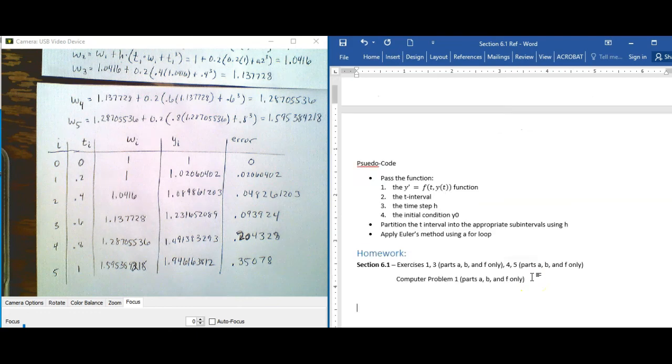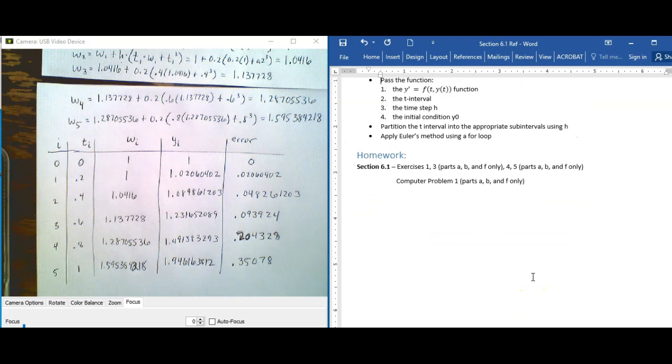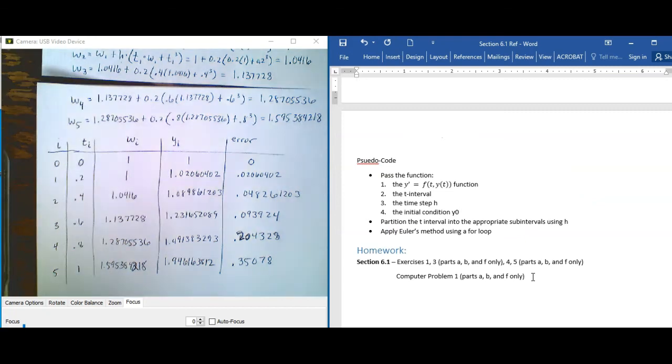So I have some pseudocode for you for your computer problem. For your pseudocode, you're going to make a function file, maybe call it Euler, and you want to pass it some variables here. So you want to pass it the y prime equation. You know how to define a function in MATLAB. You want to pass it the t interval, the time step h, and the initial condition. Then partition the t interval into the appropriate subintervals using h, save that as a vector, and then apply Euler's method using a for loop.